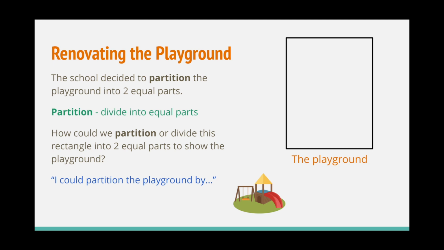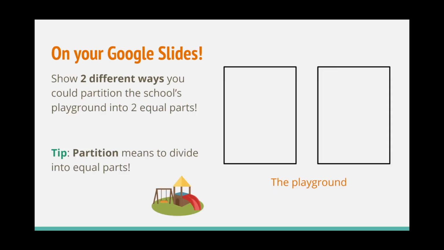This is where you're turning and talking, or you're saying it to yourself out loud. I could partition the playground by, and this is where in Google Slides, if you're a part of my classroom, you're going to go to that assignment and you're going to show 2 different ways that we could partition the school's playground into 2 equal parts. Remember, partition means to divide into equal parts.